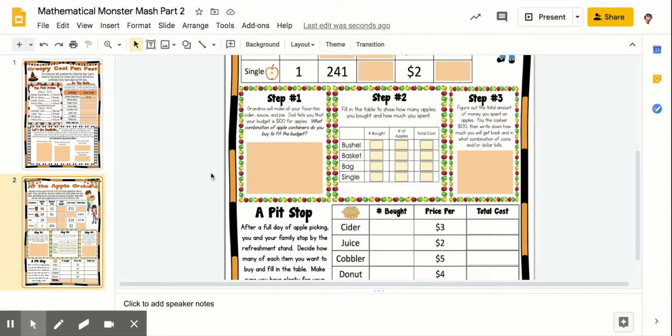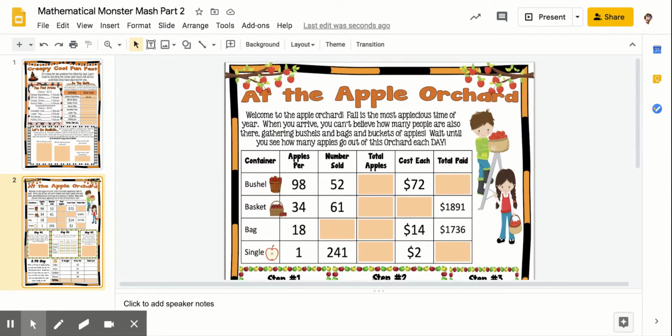Our next slide is dealing with an apple orchard. So it says that fall is the most apple-licious time of the year. When you arrive, you can't believe how many apples are also there, gathering in bushels and bags and buckets of apples. Wait until you see how many apples go out of this orchard each day. So this is going to be multiplication questions.